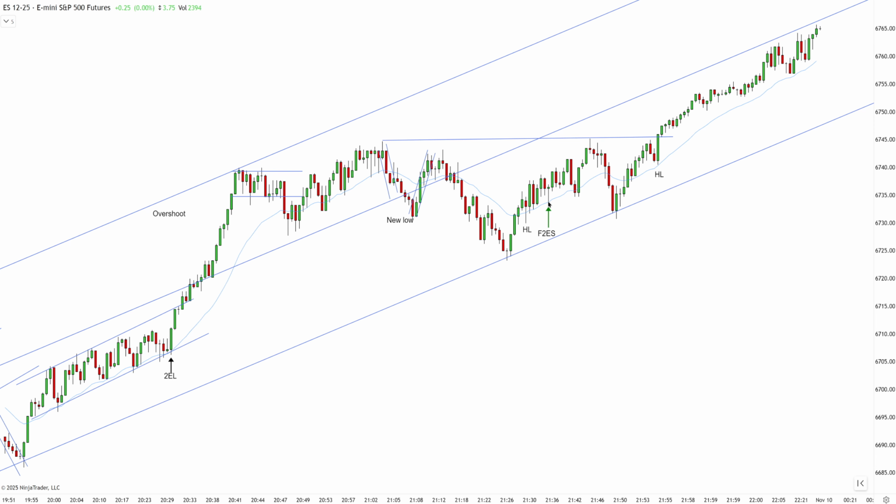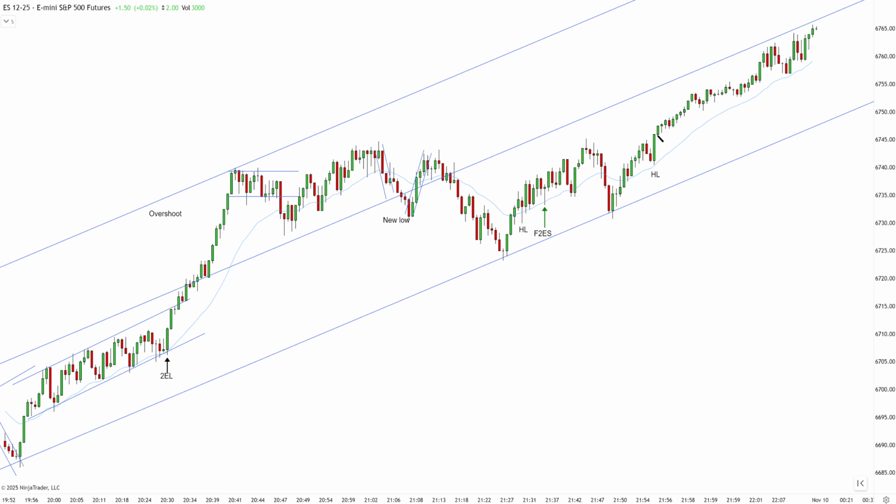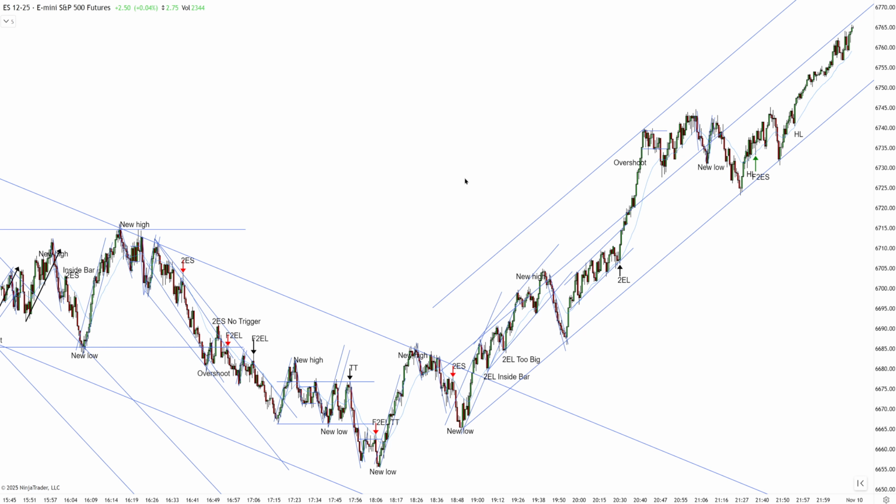So you can see this failed second entry short. You're buying deeper when the correction phase ended. I don't want to buy at the top. Even though it worked, you never know when there's going to be the little pullback here. And then it's going to go higher like this. So decent price action overall.